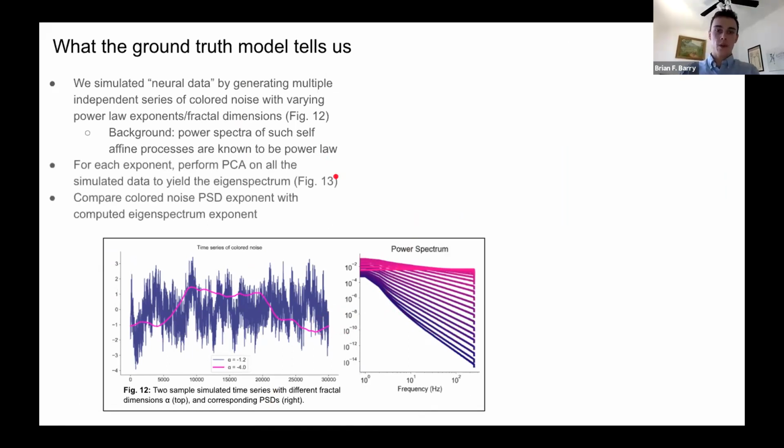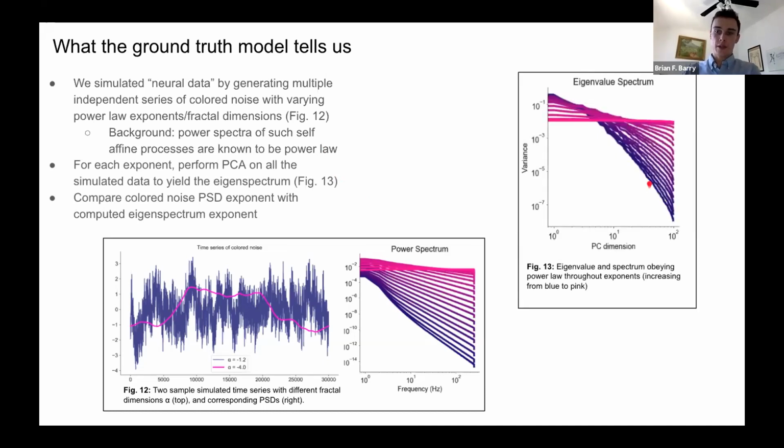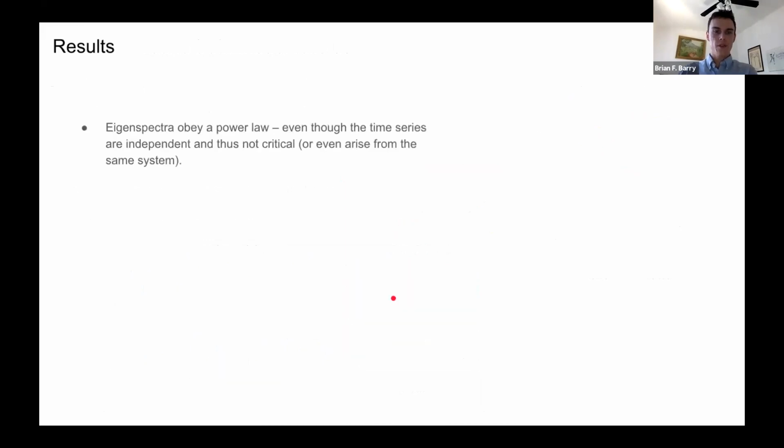So once again, we're computing PCA on the set of signals to yield the eigenspectrum. Here's the eigenvalue spectrum for each exponent, where the exponent is increasing from blue to magenta. And then we compare the spectral exponents for both spectra. As you can see, the eigenspectra actually do obey a power law, even though the time series are independent and thus certainly not a critical system.